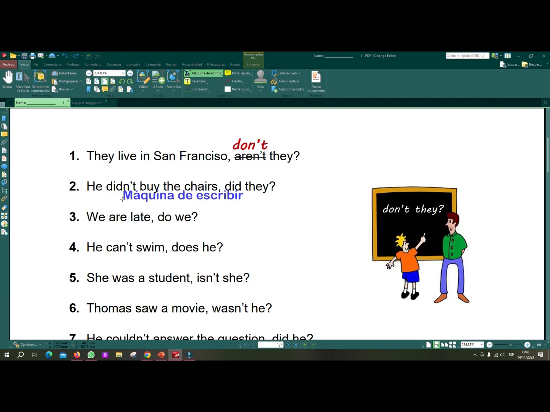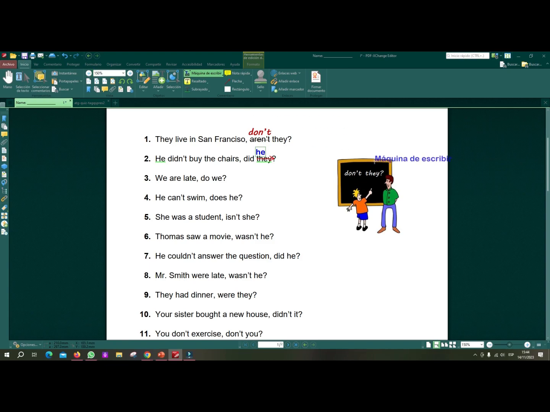Didn't, that is a negative statement, and that is in simple past. So you need to have what? A positive tag question. But which would be the mistake here? If you have as a subject he, I think that we cannot have this they, right? So in this case, you're going to have he didn't buy the chairs, did he? Right? So you're going to find out the mistakes and correct them, right?